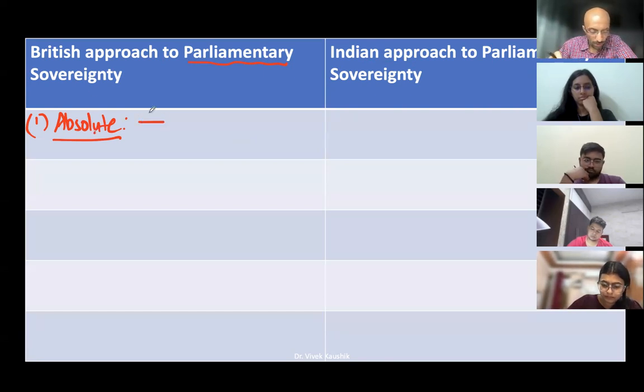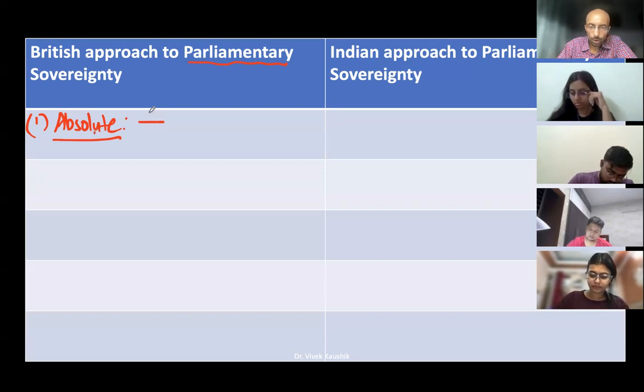So put a dash here, right? British Parliament can make or change laws, and no person or authority can override or set aside the legislation of Parliament.